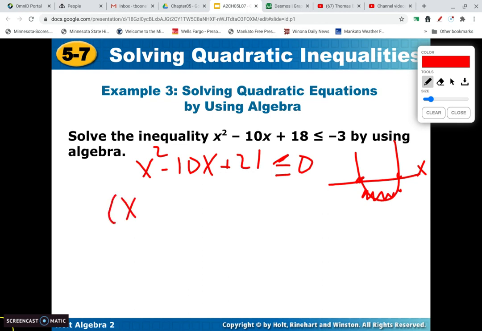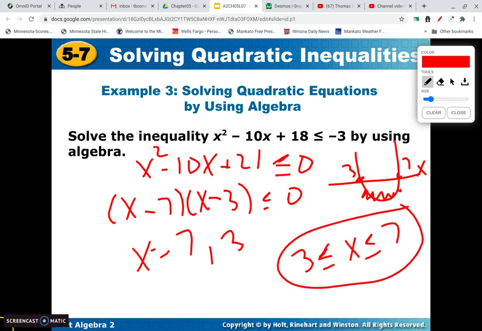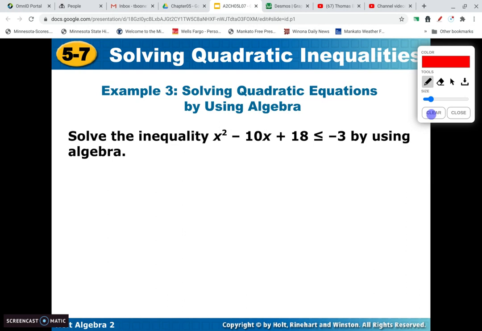If we factor, x minus 7 and x minus 3, those are two numbers that multiply to 21 and add to -10. And so our zeros are going to be 7 and 3. So here we go, 3, 7. What we'd say is when the parabola is below, that is when x is greater than or equal to 3 but less than or equal to 7. That's the and. We'll see that conjunction written like that, like a little sandwich.